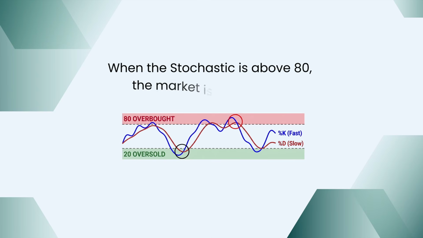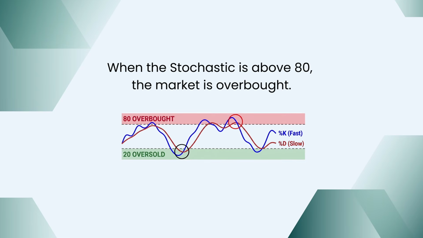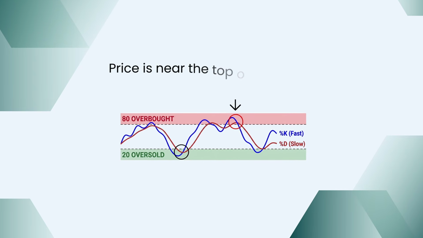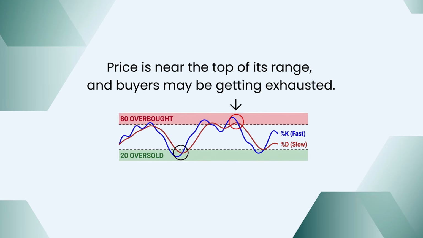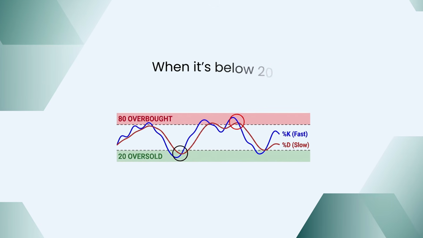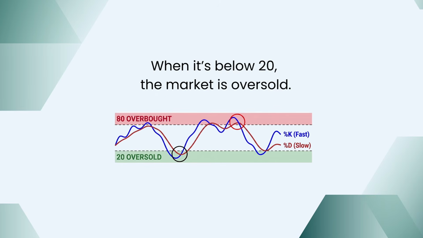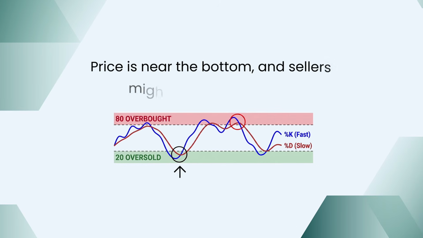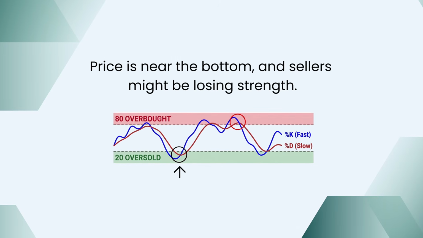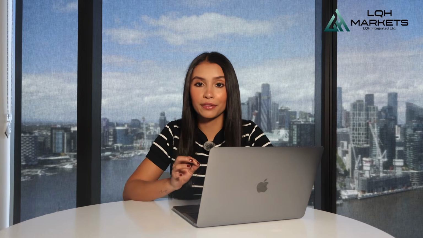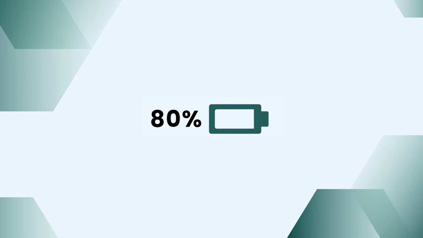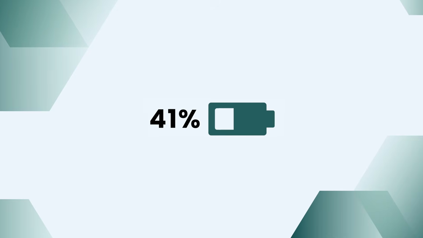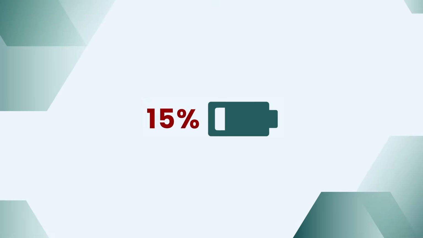When the stochastic is above 80, the market is overbought. Price is near the top of its range and buyers might be getting exhausted. When it's below 20, the market is oversold. Price is near the bottom and sellers might be losing strength. Think of it like a battery. When it's fully charged above 80, it can't charge much more. It will likely start draining soon. When it's almost empty below 20, it's due for a recharge.